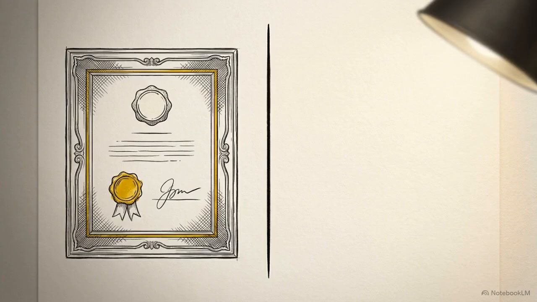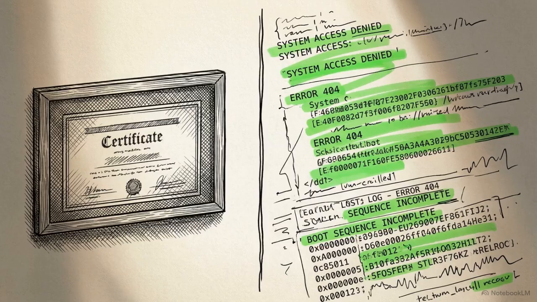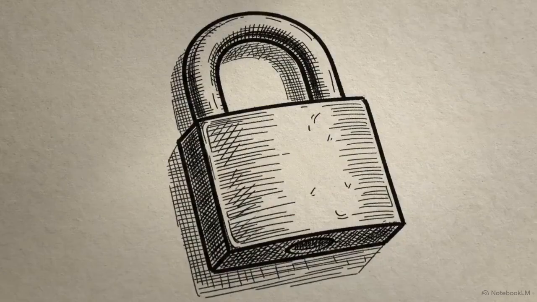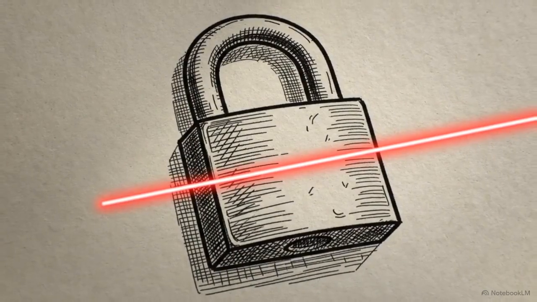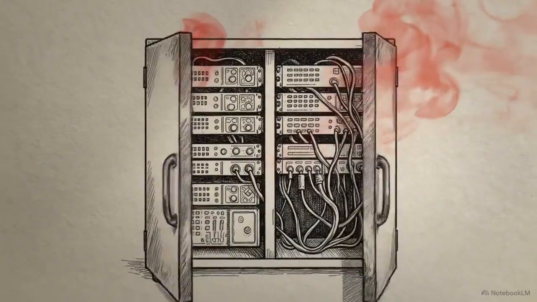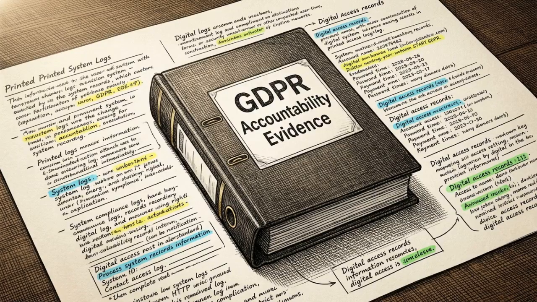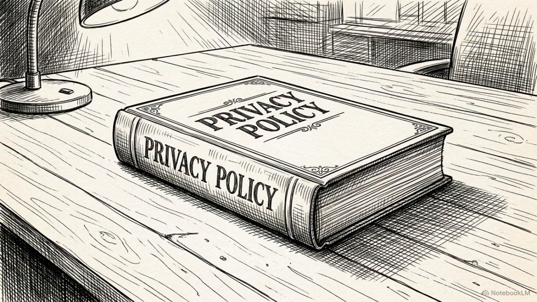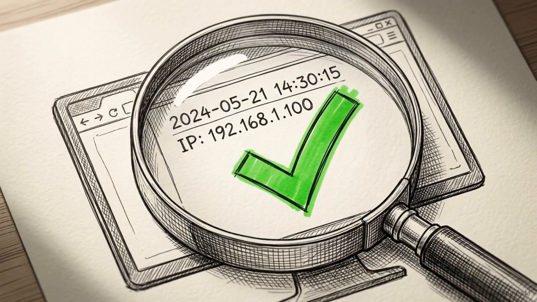There is a strict divide between control design, what the organization claims to do on paper, and operating effectiveness, which is what the system logs prove actually happens on the ground. If an auditor cannot verify a control's operation with hard system evidence, from a legal and regulatory standpoint, that control does not exist. This is the core of the GDPR accountability principle. The law places the burden of proof squarely on the organization. Compliance cannot be passively declared through broad policy statements. It must be proactively demonstrated through traceable, irrefutable evidence.